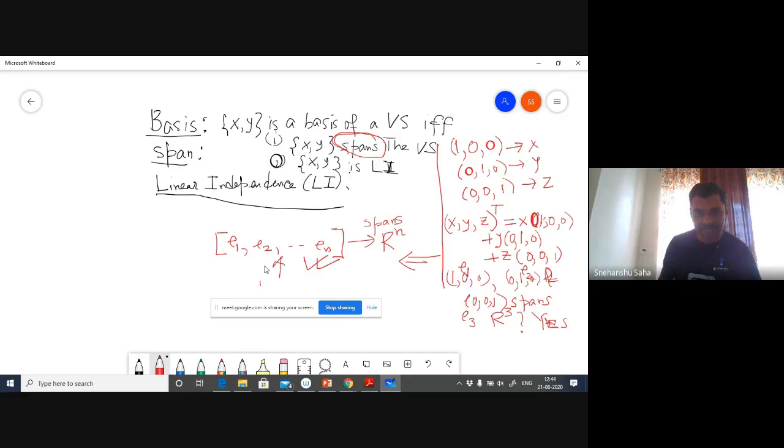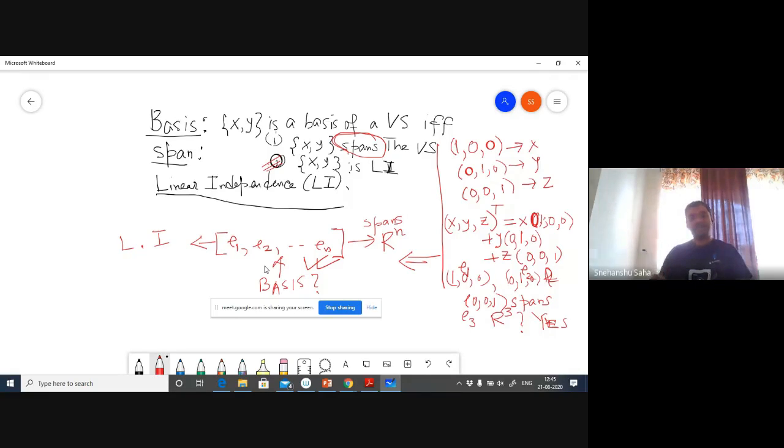Is this guy a basis as well? How do we know this? In order to establish that this is a basis, what I need to show is that this set of vectors are linearly independent as well.